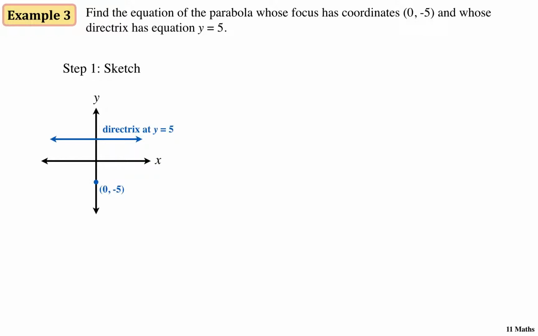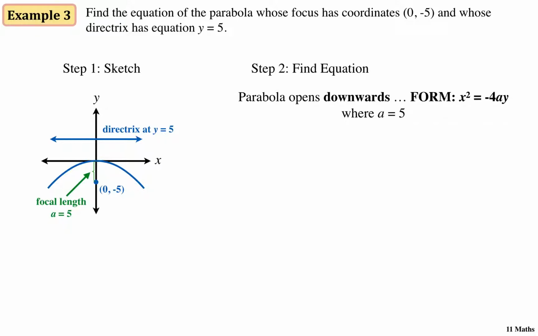The directrix is 5. Well, the focus is always inside the parabola, so it must open downwards. That means this parabola has a focal length of 5 still. Its distance from the focus to the vertex is 5. But it opens downwards, and we know parabolas that open downwards have the form x squared equals minus 4ay. Let's plug our value of a into that formula. So x squared equals minus 4ay becomes x squared equals minus 4 times 5 times y, which is x squared equals minus 20y. So that's the equation of our parabola.